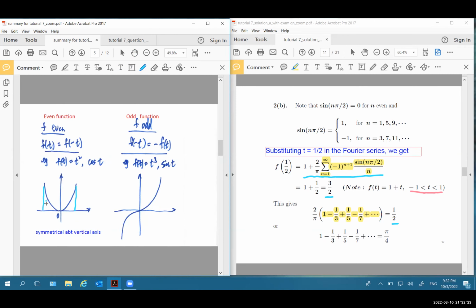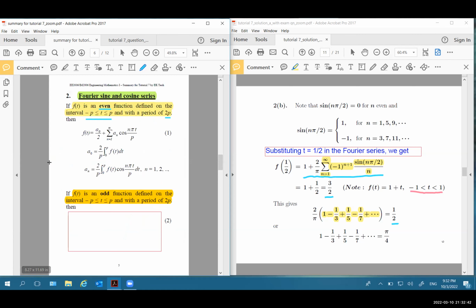Initially, you know that this is the area that you are going to get. Now what you do is integrate from 0 to p and multiply by 2. Then you will still get this total area. So we are using that kind of principle. Therefore, our Fourier series becomes like this.